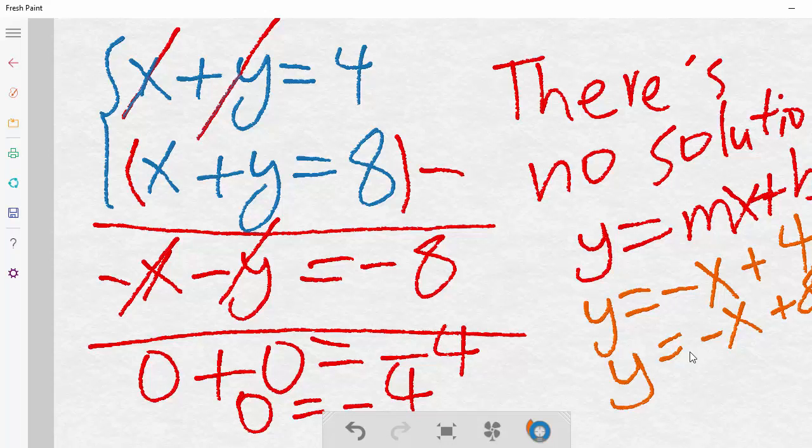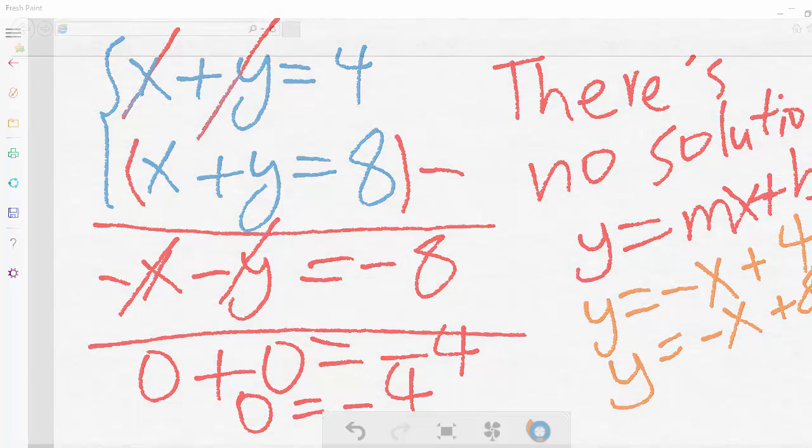So you see, what is the slope of the first function? Negative 1. What is the slope of the second function? Negative 1. These two functions have the same slope, so they are parallel. We know that parallel lines have the same slope. The only difference is the first function intersects the y-axis at 4, but the second function intercepts the y-axis at 8. So they will never meet, so there is no solution. And you can investigate before solving, or you can solve it and get this 0 equals a number.